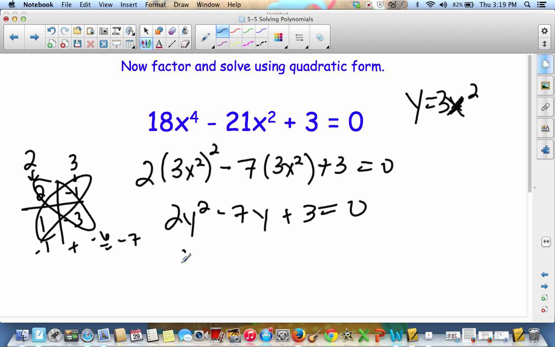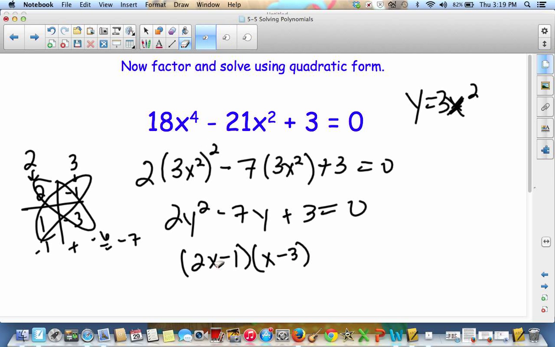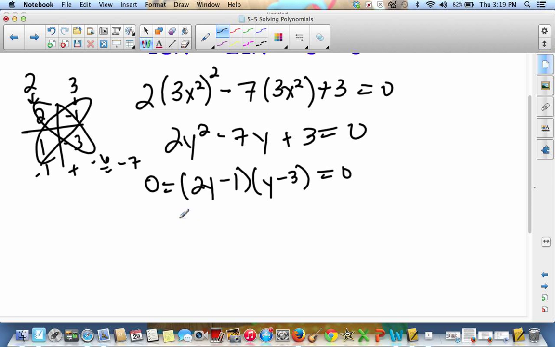So then we go across. So it's 2y minus 1 and 1y minus 3. Excuse me, y. I'm getting ahead of myself. I want to do the x's, but it's y's. So in order to solve this, we set each one equal to 0. So y ends up equaling a positive 1/2 and a positive 3. So we're going to plug in x squared here. x squared equals 1/2 and x squared equals 3.